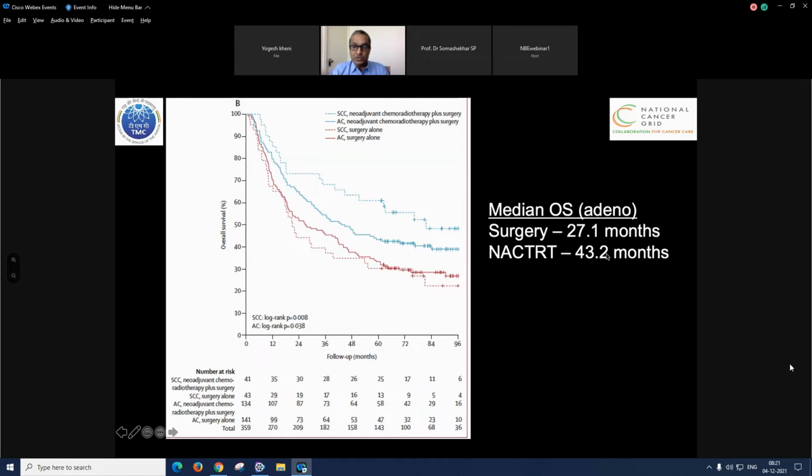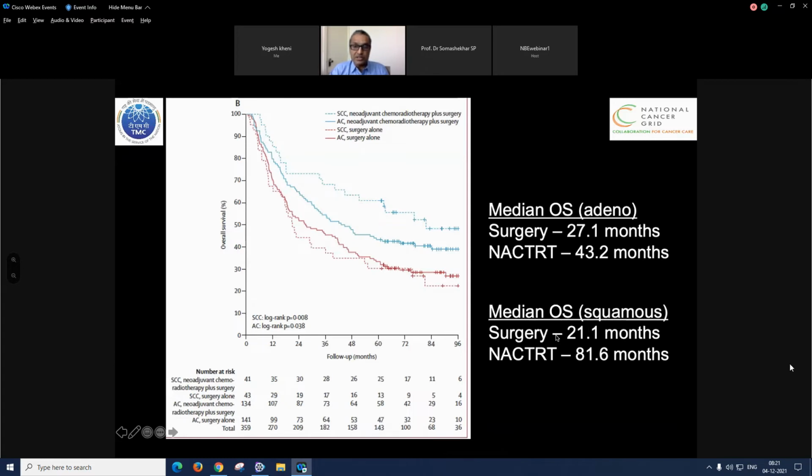Median overall survival in squamous was 27 months with surgery versus 43 with neoadjuvant chemoradiation. But look at this median overall survival with neoadjuvant chemoradiation with squamous. At no point in our lifetimes did we think that we would have an overall median survival of 81 months, which is close to 7 years median survival with squamous esophageal cancer being treated. And this is unprecedented in esophageal cancer treatment.